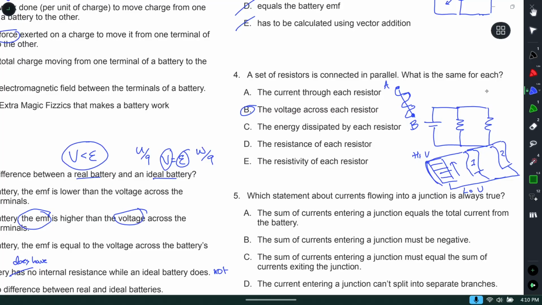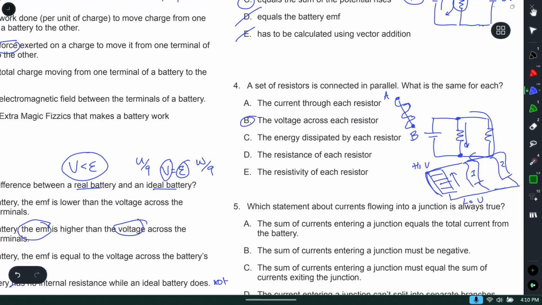It's the same deal here. Consider these 2 points to be the 2 endpoints of your path. Whether I go this way or I go around this way, it shouldn't make a difference in terms of the energy that is available to the charge. So anyway, long-winded way of saying it's the voltage across each that is the same.